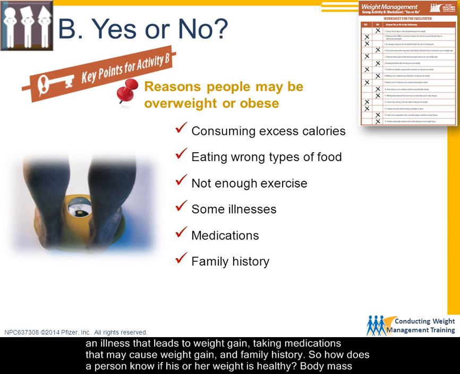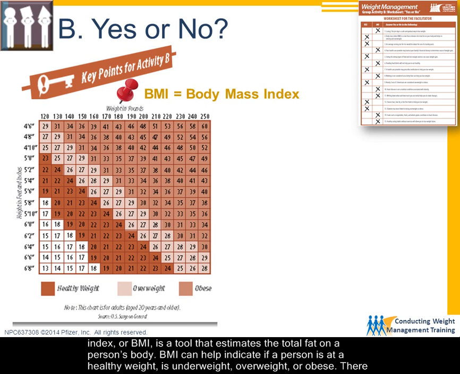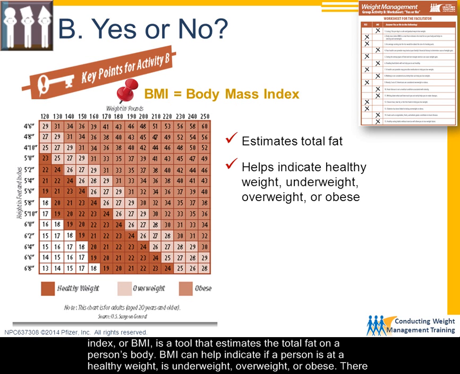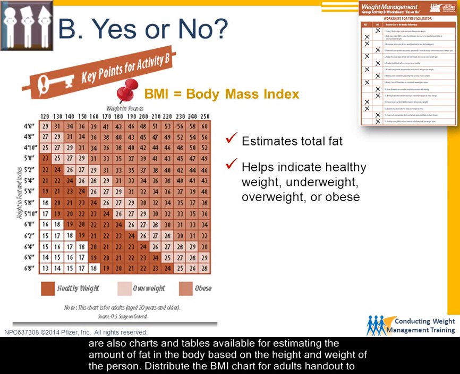So how does a person know if his or her weight is healthy? Body Mass Index, or BMI, is a tool that estimates the total fat on a person's body. BMI can help indicate if a person is at a healthy weight, is underweight, overweight, or obese. There are also charts and tables available for estimating the amount of fat in the body based on the height and weight of the person.